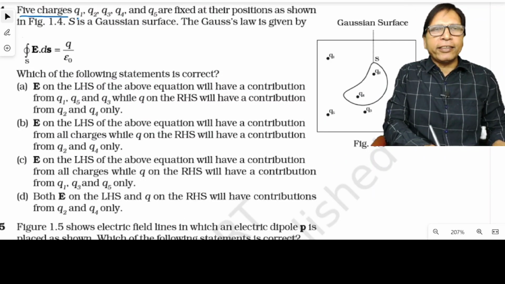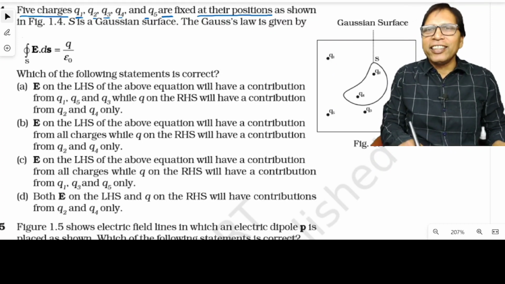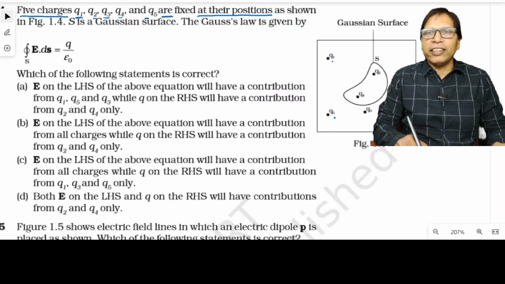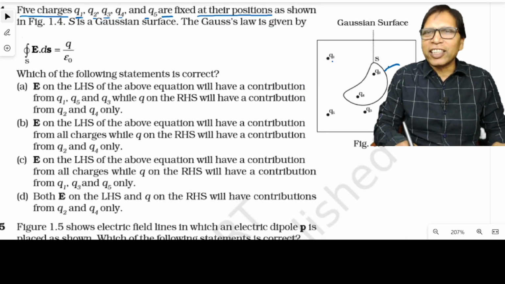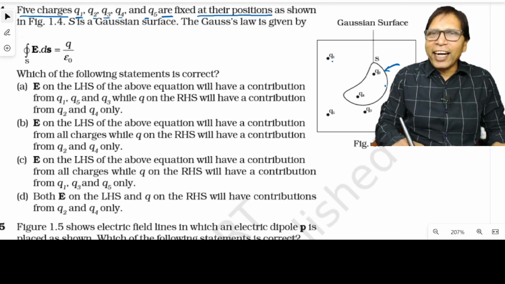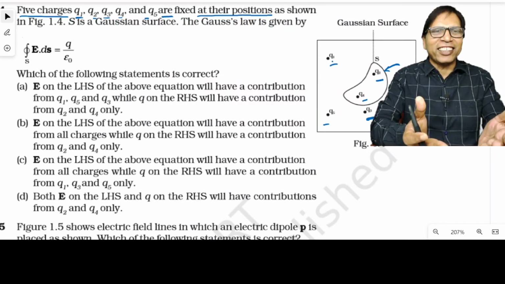Okay, next. Now question number 1.4. Five charges Q1, Q2, Q3, Q4 and Q5 are fixed at their positions as shown. Look at this. This is the Q1, this is the Q2, this is the Q3, and this is the Q5. Okay. And look at this. This is the Gaussian surface. So the charges inside the Gaussian surface are Q2 and Q4, and Q1, Q3, Q5 are outside the Gaussian surface.